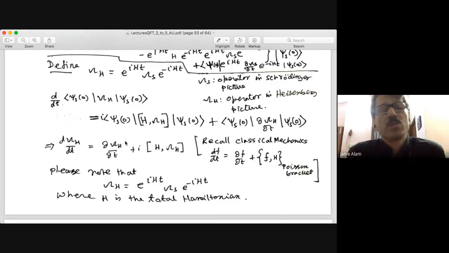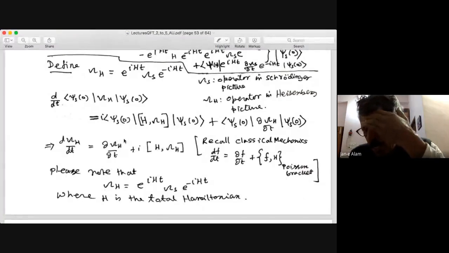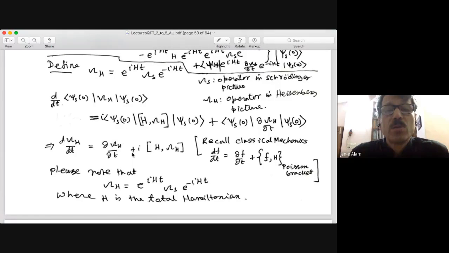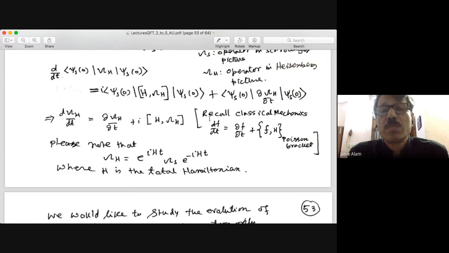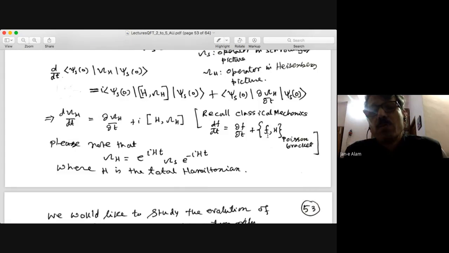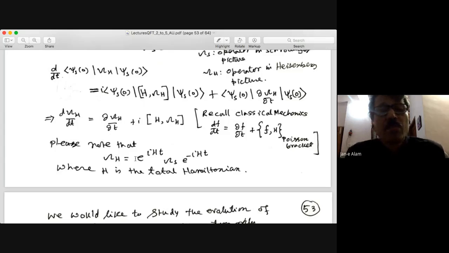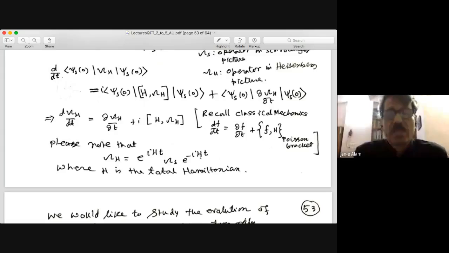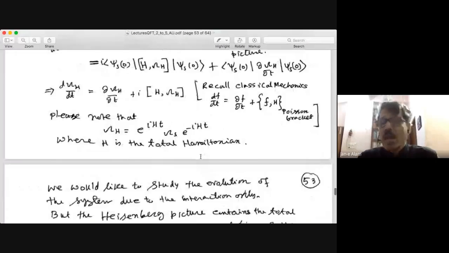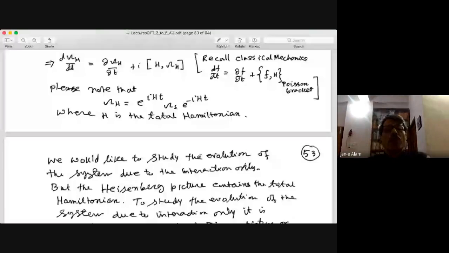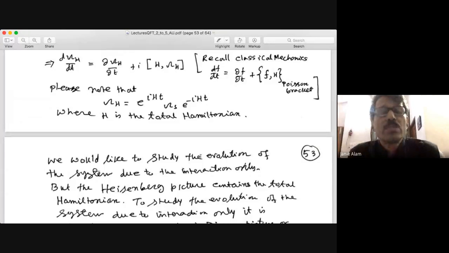Of course, if you don't work in natural units, then some ħ will come into your quantum mechanical equations. So this is very parallel to the Poisson bracket equations of motion in classical mechanics which you use, and this is the Heisenberg equation, where we have defined this Heisenberg operator as e^{iHt} Ω_S e^{-iHt}, where H is the total Hamiltonian. Now I know how the operators evolve in time. This is fine.